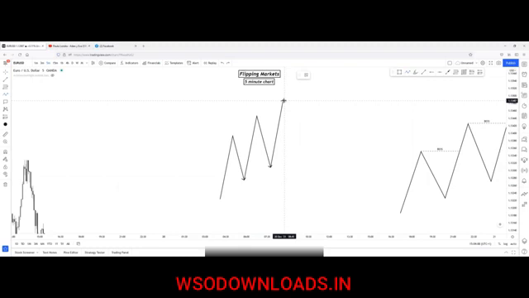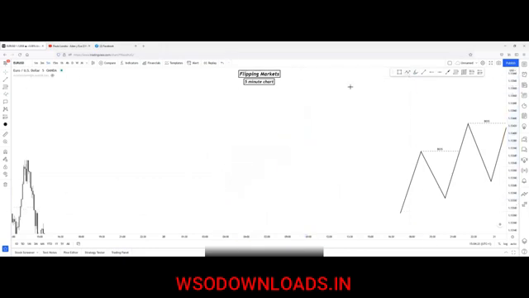So let's say a pullback happens. It creates a pullback. It respects the last higher low. It doesn't break below this low. So the trend can continue. Price will create a new higher high here, breakout structure to the upside, and the trend can continue. This is the bullish trend creating a series of higher highs and higher lows.